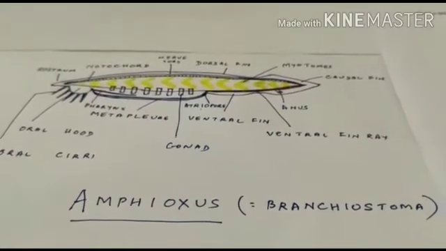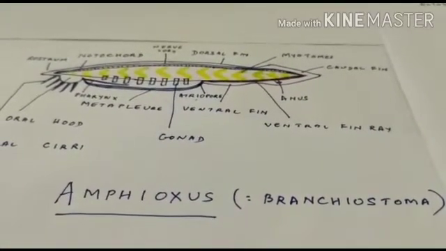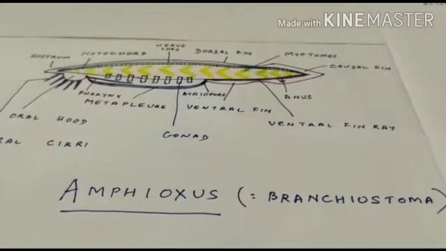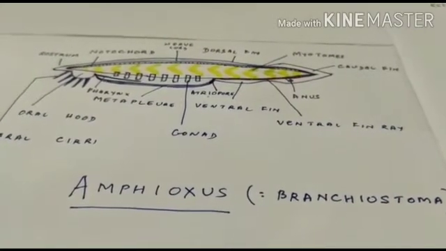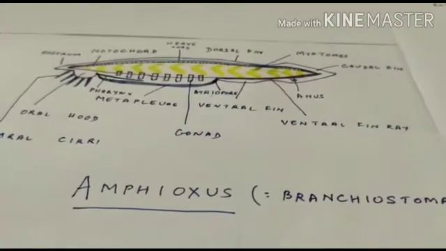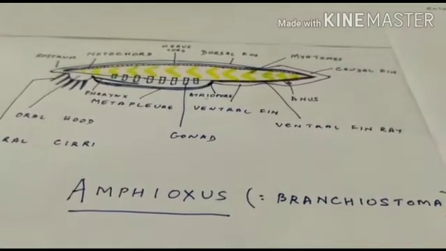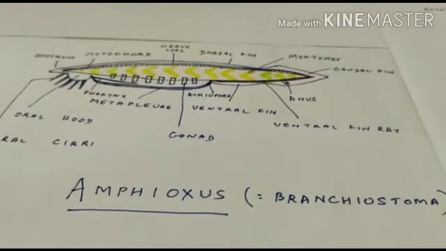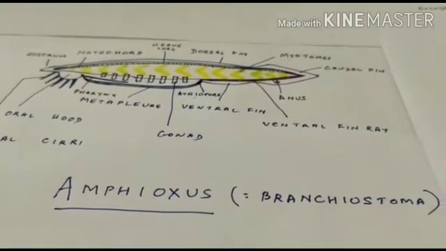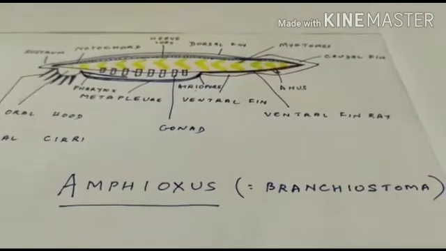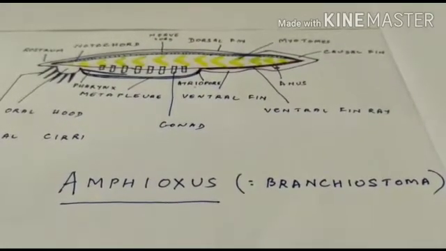Then we have studied the history of this animal, Amphioxus, how it was discovered, etc. And we have just tried to understand what are the features of cephalochordates as such. And we have come to know about the features only by looking at this particular animal, Amphioxus or the Branchiostoma.